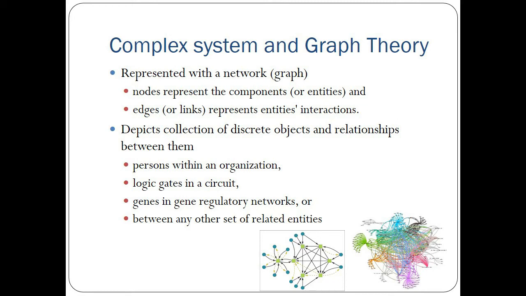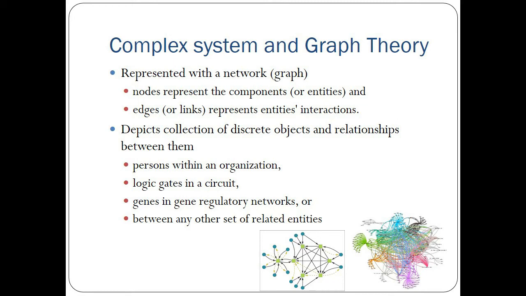Then what are the examples? For example, the relationship between persons within an organization could be represented with these graphs. Then the relationship between the logical gates of circuits in electronics engineering could be done. Then the relationship between genes inside a gene regulatory network in biology could be done. Then the relationship between other sets of related entities could also be possible. So there are various domains and various ways to represent these edges and nodes, but the fundamentals behind complex systems and graph theory will remain the same.